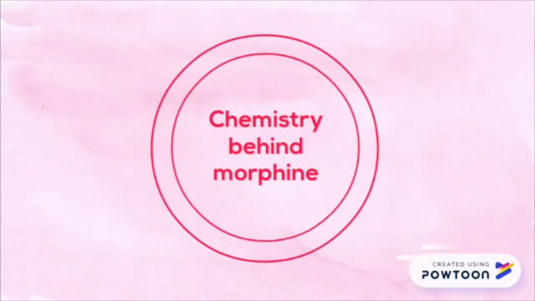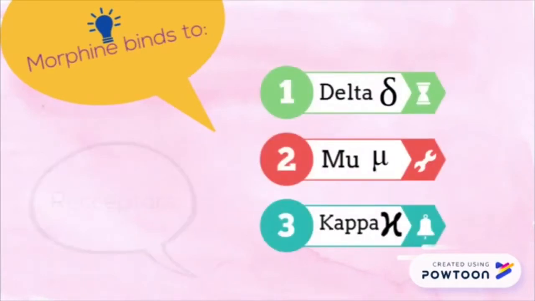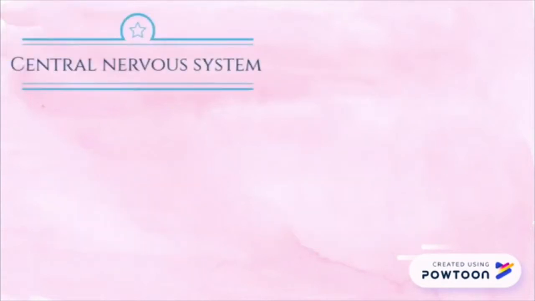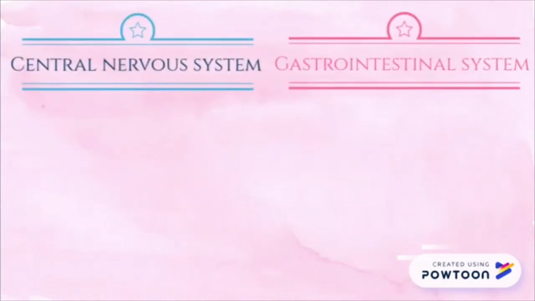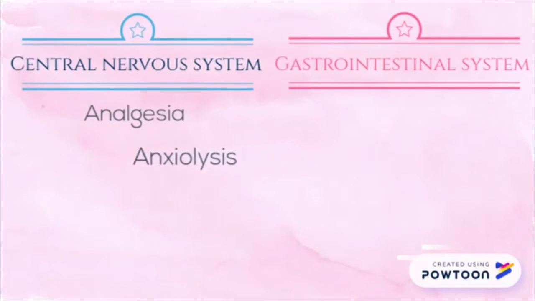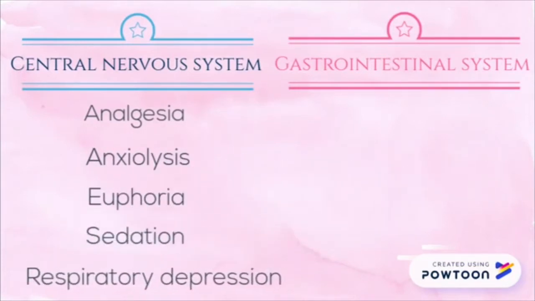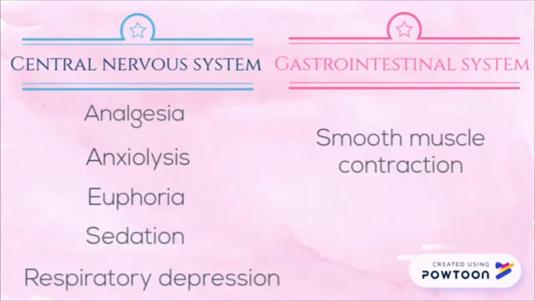Morphine binds to and activates specific opiate receptors, which include delta, mu, and kappa receptors. Each of them are involved in controlling different brain functions. In the central nervous and gastrointestinal systems, this agent exhibits widespread effects including analgesia, acidosis, euphoria, sedation, respiratory depression, and gastrointestinal system smooth muscle contraction.